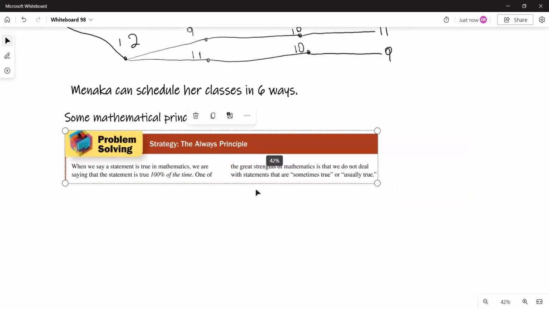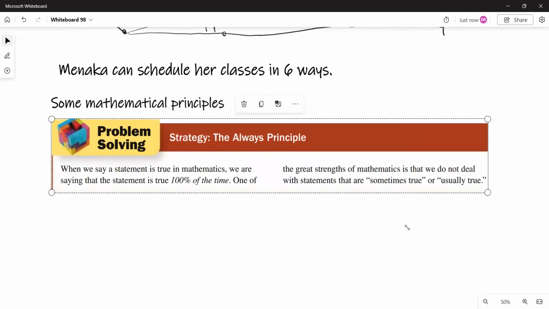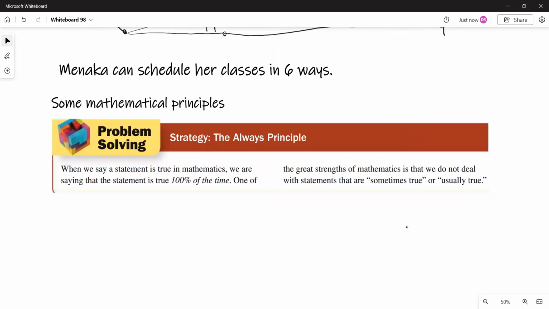Okay, so this is page 11. When we say that a statement is true in mathematics, we are saying that the statement is true 100% of the time. One of the great strengths of mathematics is that we do not deal with statements that are sometimes true or usually. So if you find an example for which the statement is not true, the statement is false. Let's do example 9.